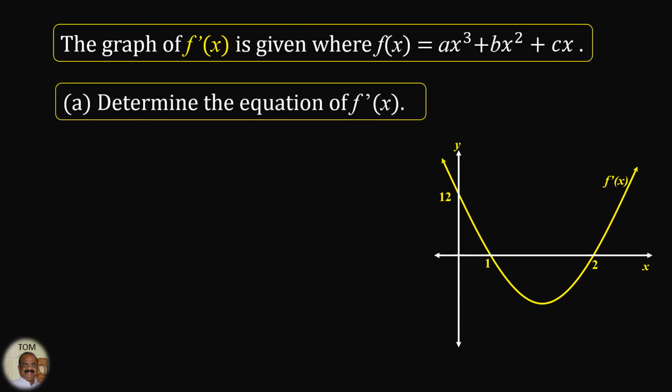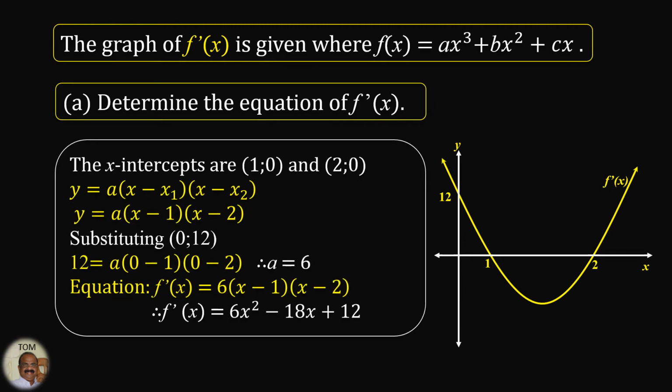Very simple. We have already learned that. Now, we have seen that the x-intercepts are 1 and 2, and there is a third point, the y-intercept, 0, 12. So that's also very simple. We are going to use our formula for the x-intercepts: y equals a times (x minus x1) times (x minus x2). Substitute very carefully: (x minus 1)(x minus 2).